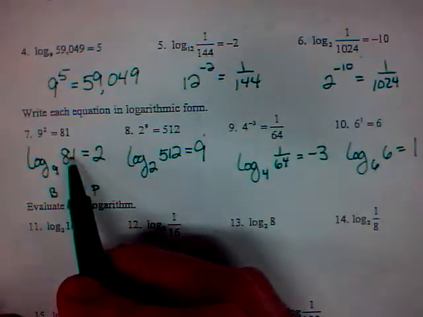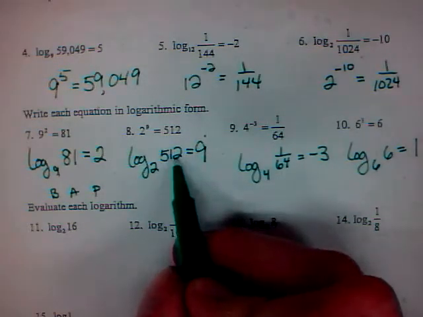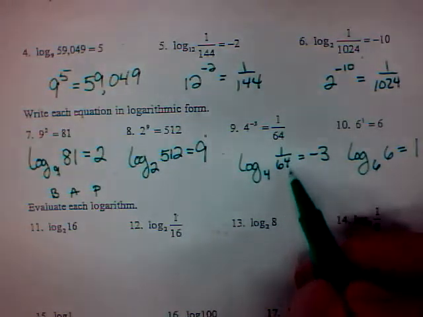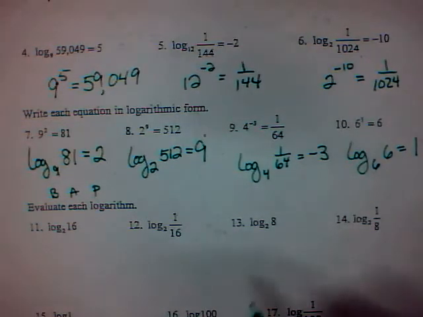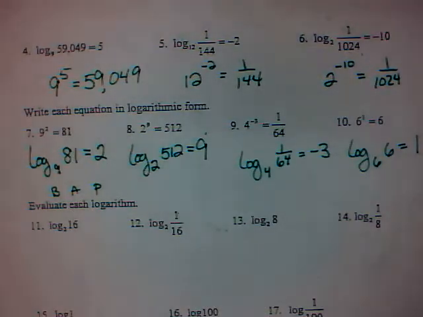So what you can do when you're looking at a log here is you can say 9 to what power gets you 81? Oh, that's the second power. 2 to what power gets you 512? Oh, that's the 9th power. 4 to what power gets you 1 over 64? Oh, that's -3. 6 to what power gets you 6? It's 1.